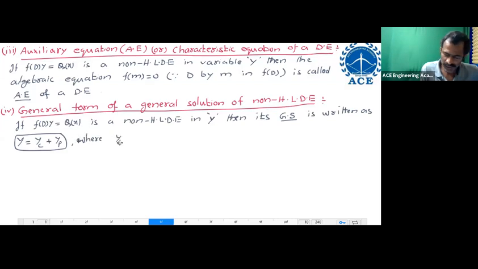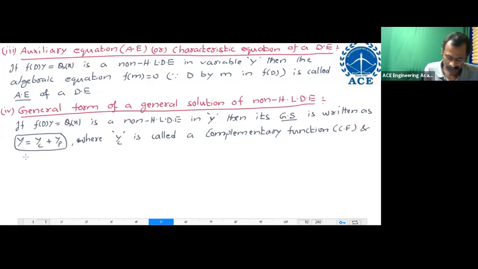where y suffix c is called the complementary function, CF in short form, and y suffix p is called the particular integral, in short form, PI.